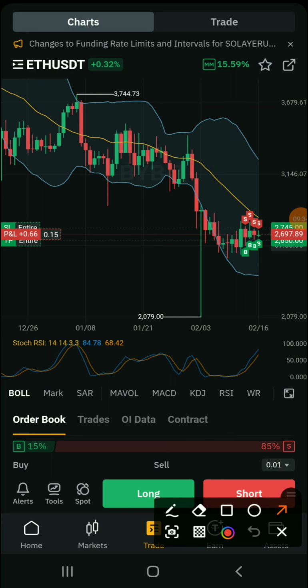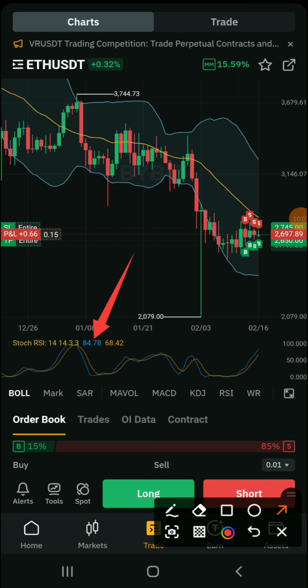If the stochastic RSI is given a value, this is where you find the value. If the stochastic RSI is given a value of 20 and below, it means that the market is oversold, right? So if you hear oversold, it technically means that the bears, the sellers, have sold a very huge amount of that asset that we are talking about. That means the market is bound to reverse anytime soon from the downside to the upside.